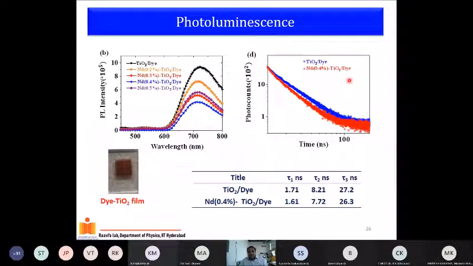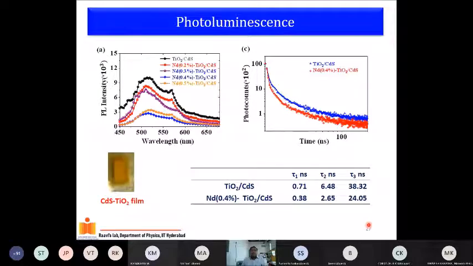TRPL is fast here. So the dye on TiO2 film has a decay which shows like this. And the moment you put this dye on doped TiO2, it has much faster injection. So the time resolved PL data is also showing a faster injection. Luminescence is the next experiment one can do to understand how good your charge generation is.